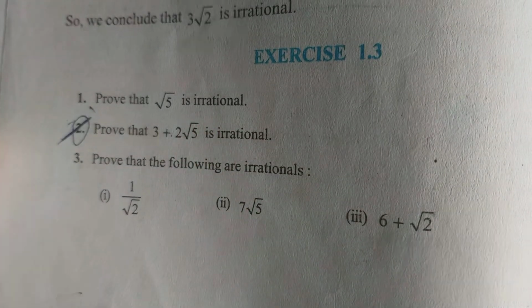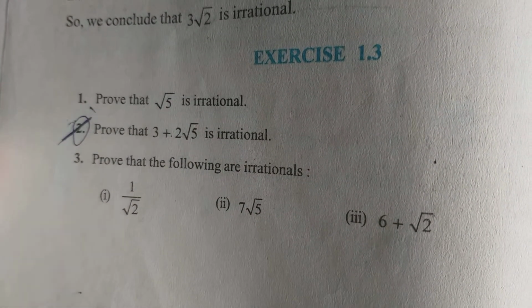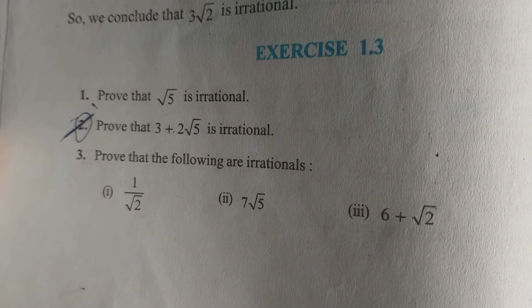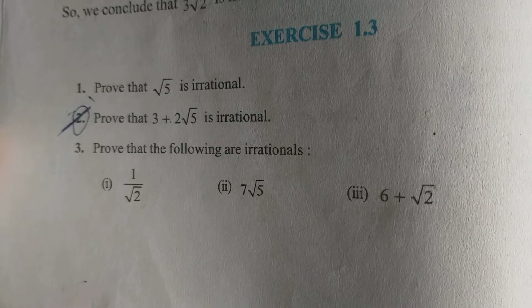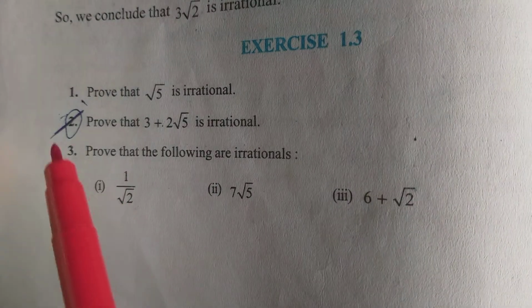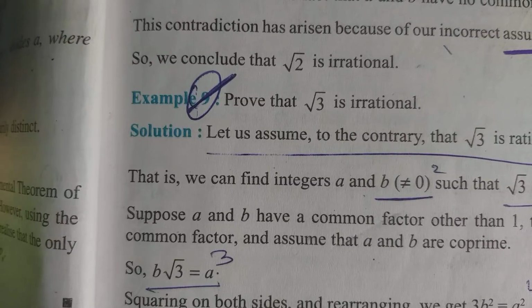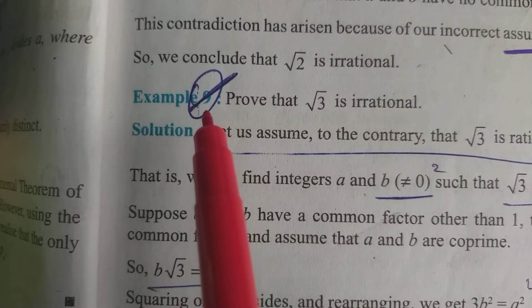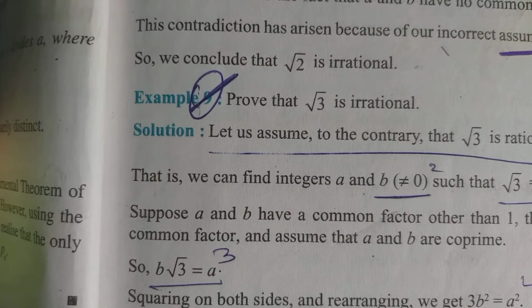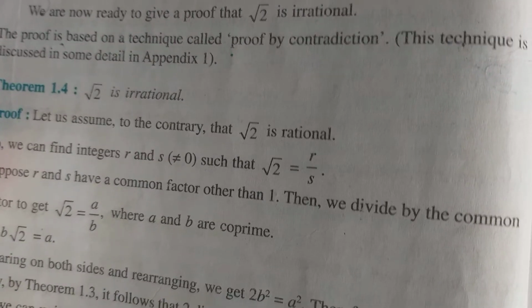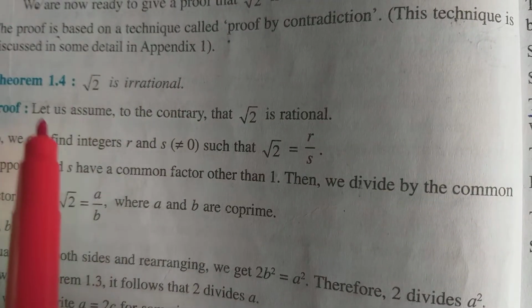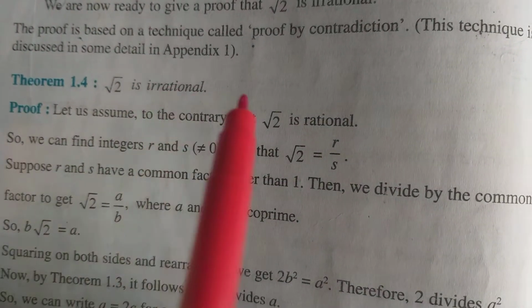From this exercise we can expect one guaranteed question in the CBSE board exam. Last year in CBSE they asked, prove that root 3 is an irrational number. So this is an exercise problem. Example number 9, prove that root 3 is irrational.